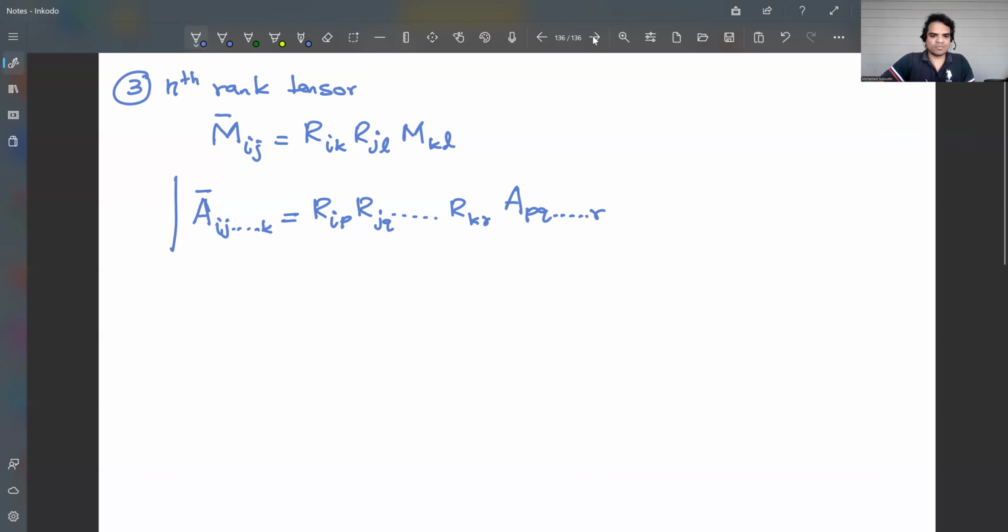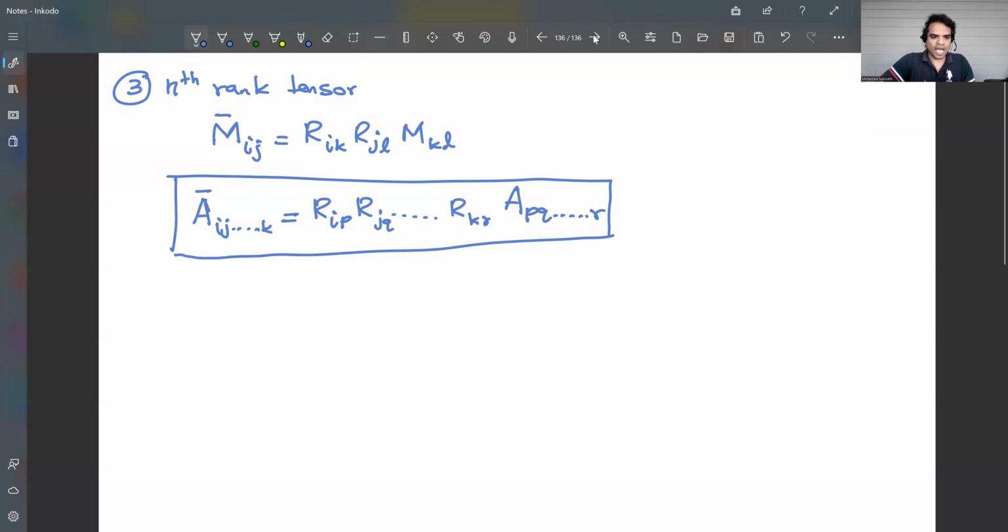So this is the transformation rule for any rank tensor. So whichever tensor follows this transformation rule, we define that one as a tensor of that order. I think this video is a bit extended, no issue, because we have discussed very important stuff.